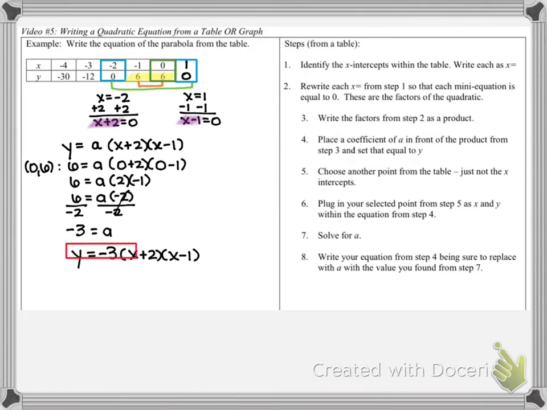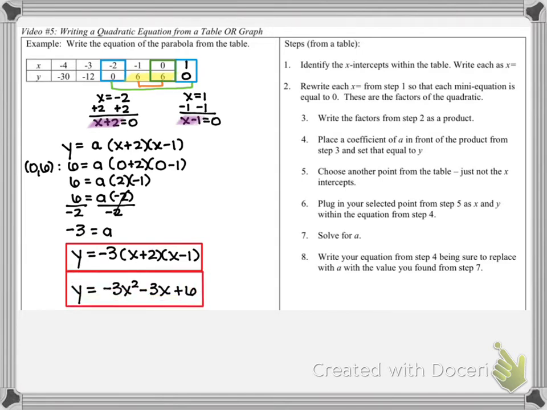This is the factored form of the answer. If you needed to state the standard form, then you would need to multiply out all of the factors. And the resulting equation for the standard form would be -3x squared minus 3x plus 6. Either of these answers is correct.